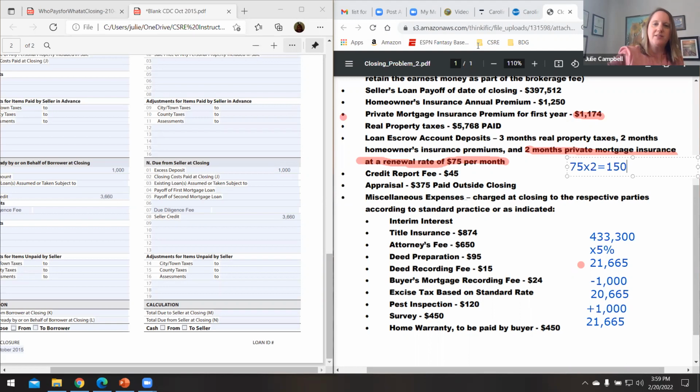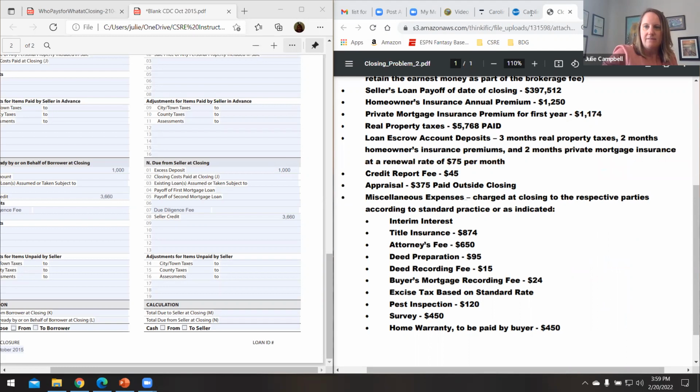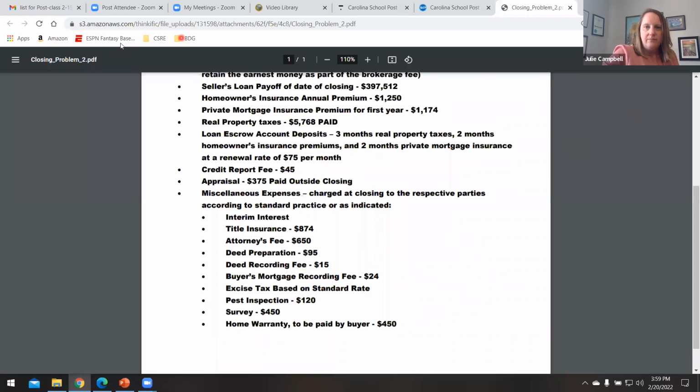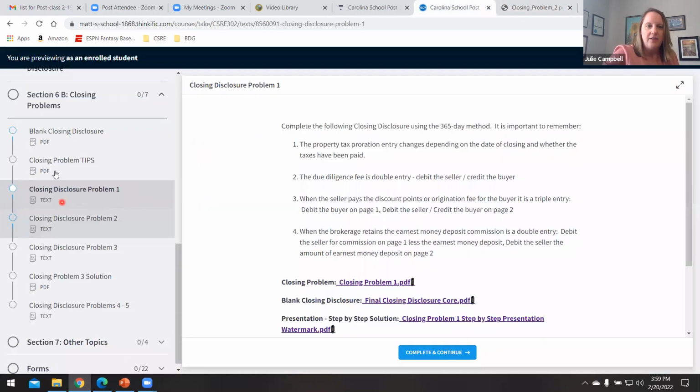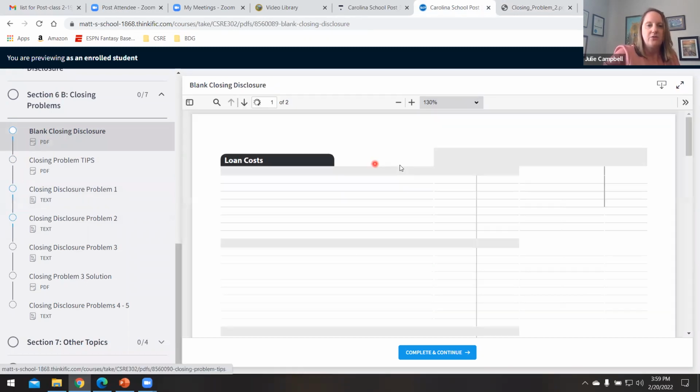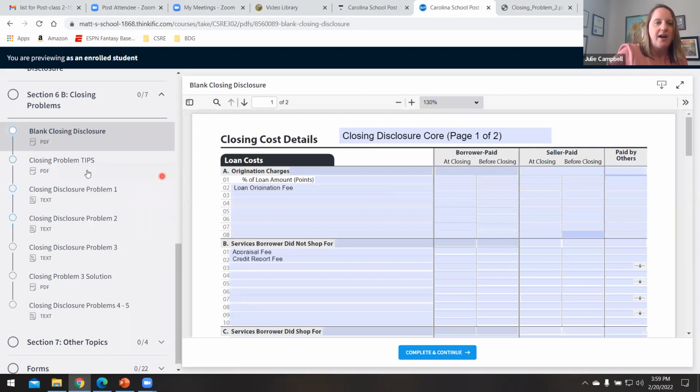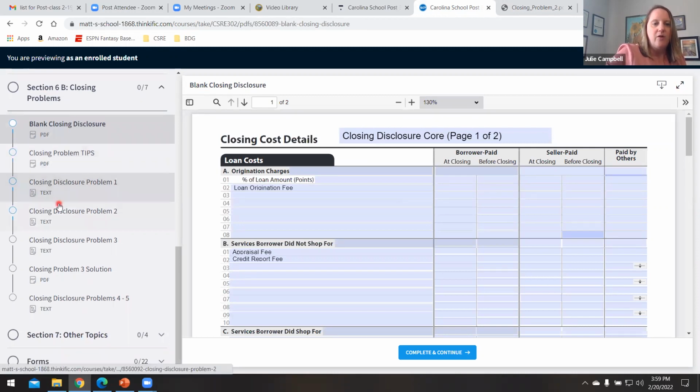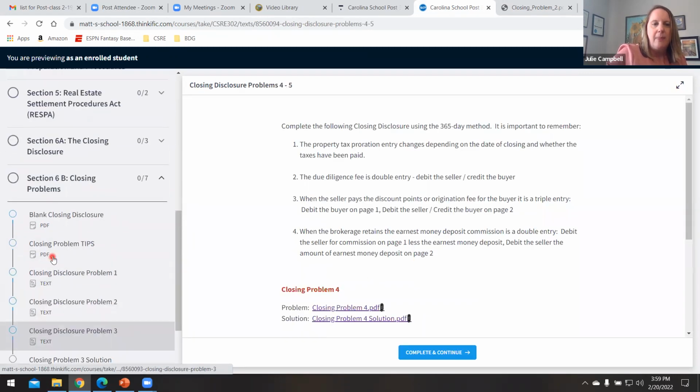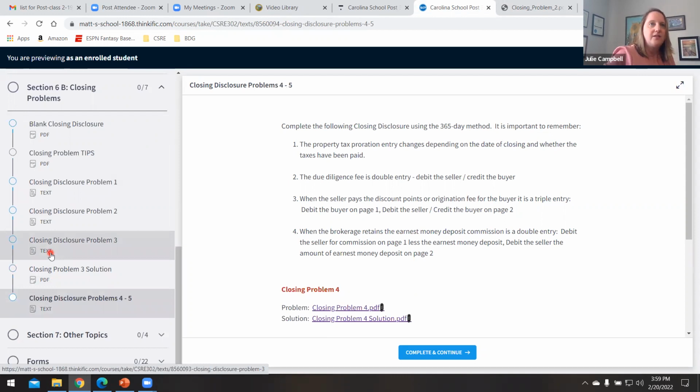All right, so we'll do this one on Saturday, CD2. Let me show you this again real quick. CD2, all of these are in section C6B. So again, here's your blank closing disclosure. You can download it. You'll want to print one of these out. And then problem 1, 2, we're doing in class 3, and then 4 and 5 are just kind of lumped together here. Like I said, if you can do these 5 CDs, you're ready for your test, for your math on Sunday. You're ready for those.